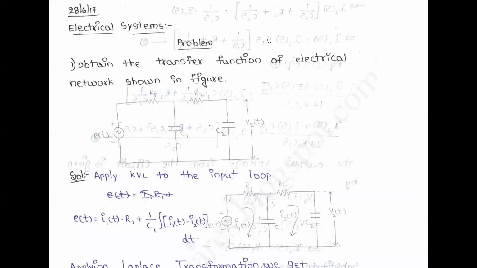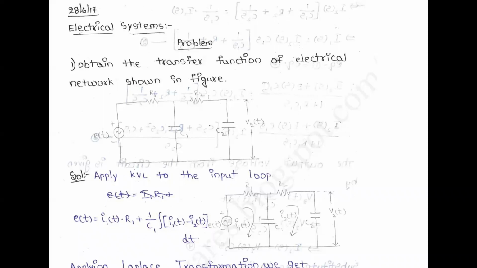To one and all. Today we are discussing the electrical systems transfer functions. The voltage across elements in an electrical system: the voltage across a resistor is V = IR, the voltage across an inductance is V = L di/dt, and the voltage across a capacitance is V = 1/C ∫ i dt. This is the voltage across the connecting elements.